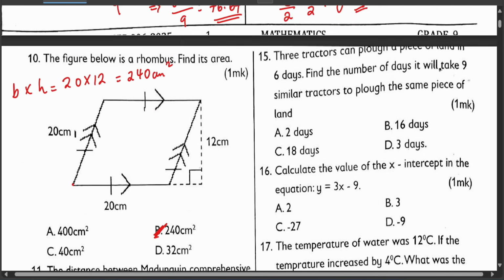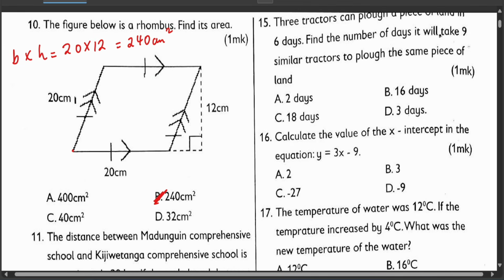Let's go to question 15. Remember, 3 tractors can plow a piece of land in 6 days. Find the number of days it will take 9 similar tractors to plow the same piece of land. So the 3 tractors can plow it in how many days? 6 days. Find the number of days it will take 9 similar tractors to plow the same piece of land.